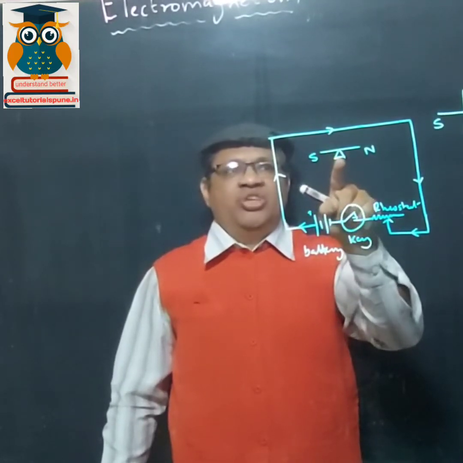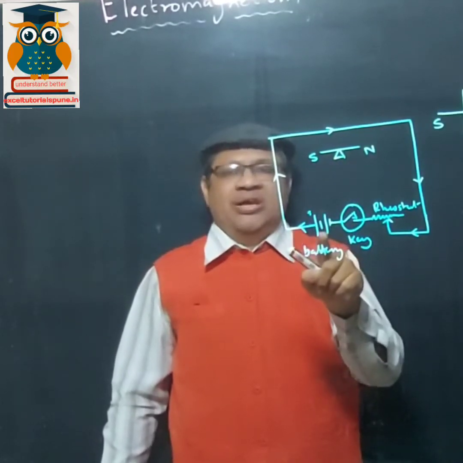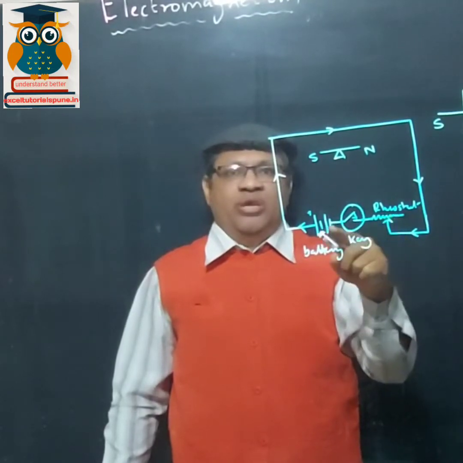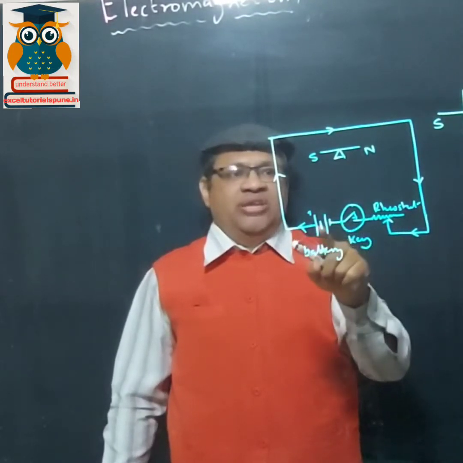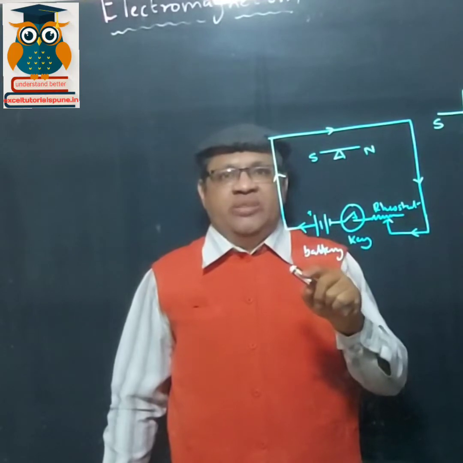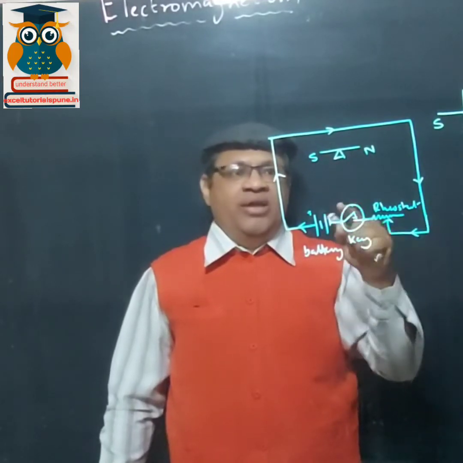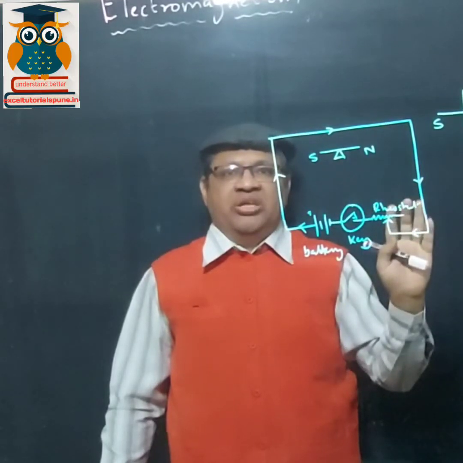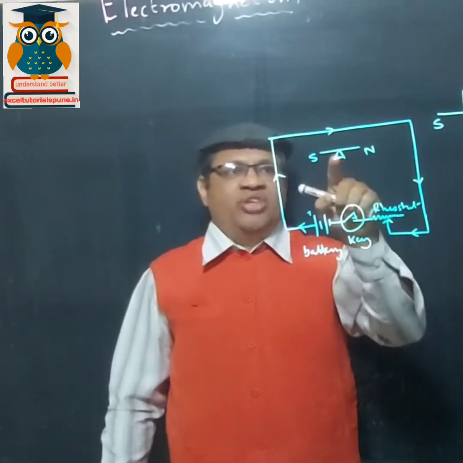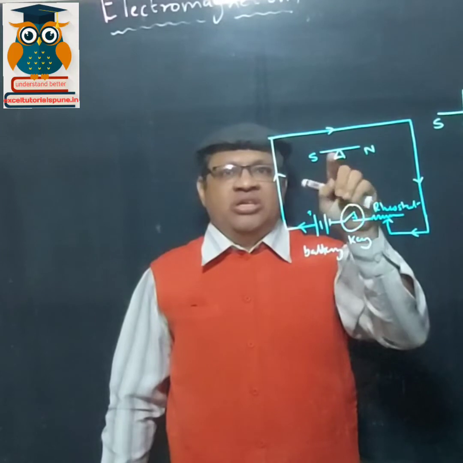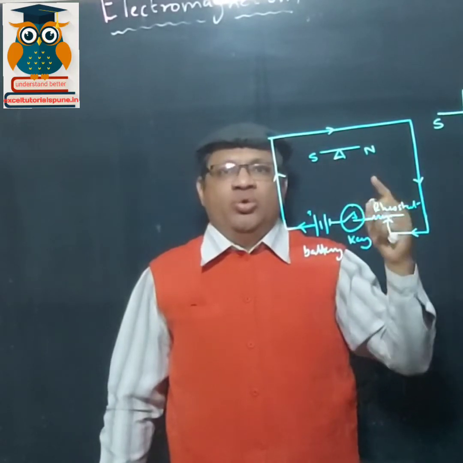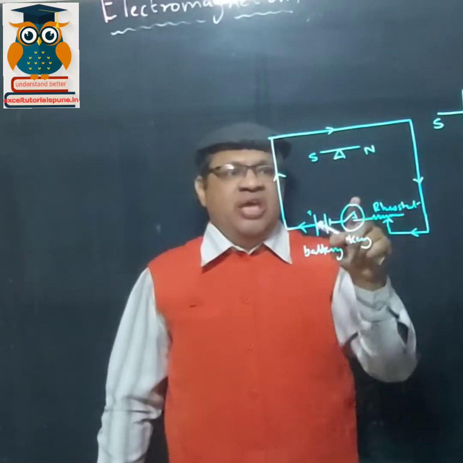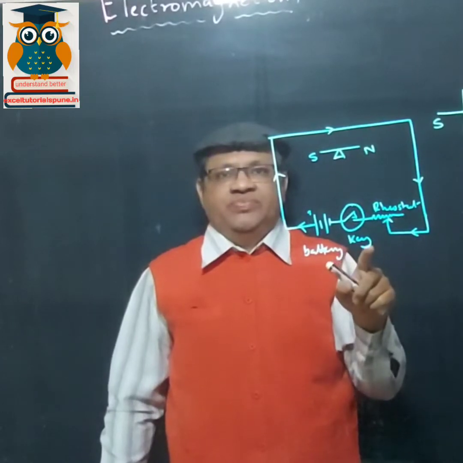Now deflection is increased when you increase the current. With the help of rheostat, you can increase or decrease the current. So if you increase the current, the deflection is increased. Now he observed later on that when you increase the number of turns in this wire, then also the deflection increases. In other words, the deflection in this compass is observed to increase when the current increases and the number of turns increases.